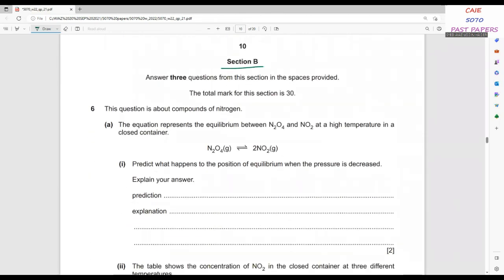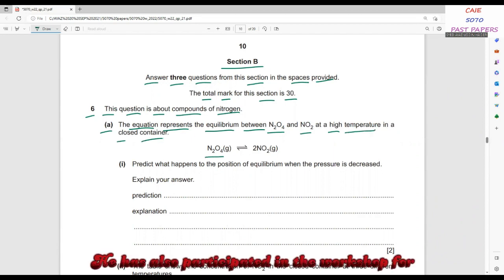Section B. Answer 3 questions from this section in the spaces provided. The total mark for this section is 30. Number 6, this question is about compounds of nitrogen. A. The equation represents the equilibrium between N2O4 and NO2 at a high temperature in a closed container. This is the reaction. N2O4 gas gives 2NO2 gas. This is a reversible sign.